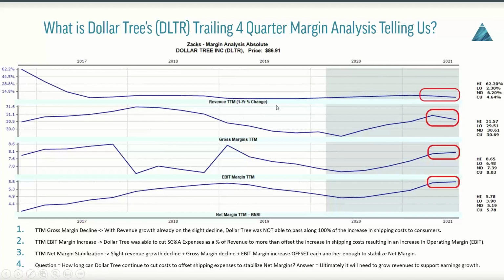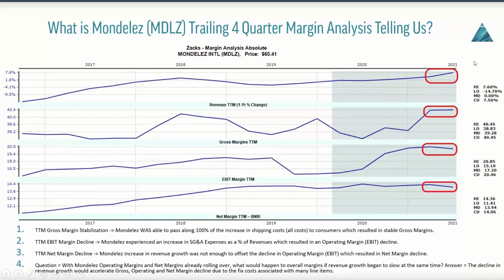And remember that this is all based on trailing 12. And remember to transform your revenues to a 1-year percent change series when you're stacking them up against the actual margin line items. Then we'll move on to Mondelez now.